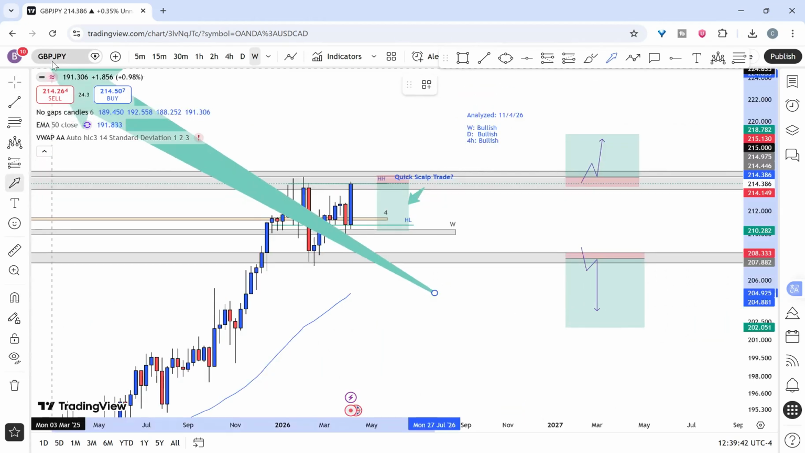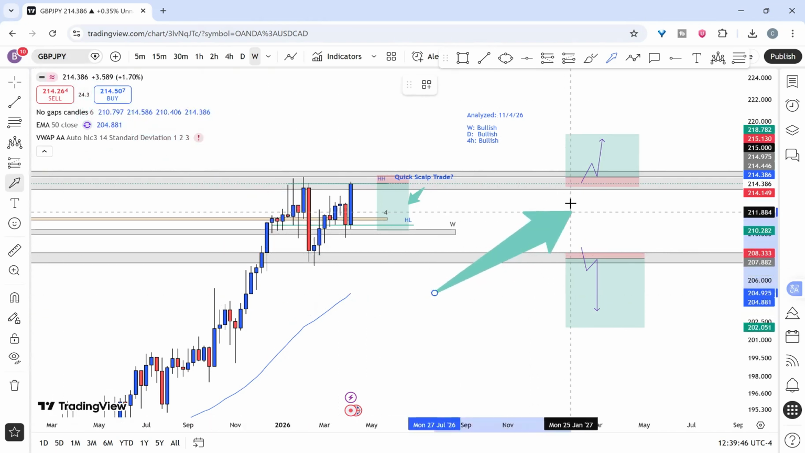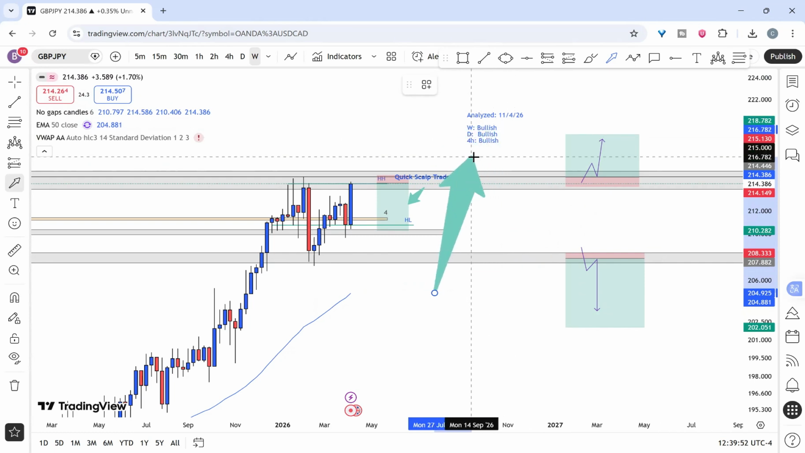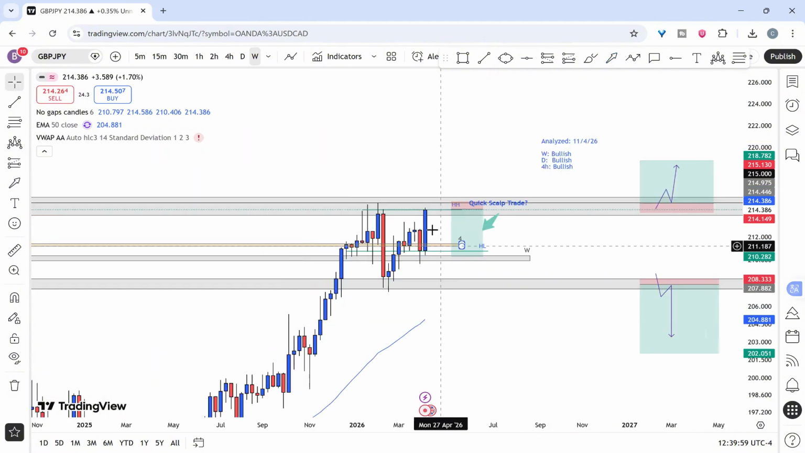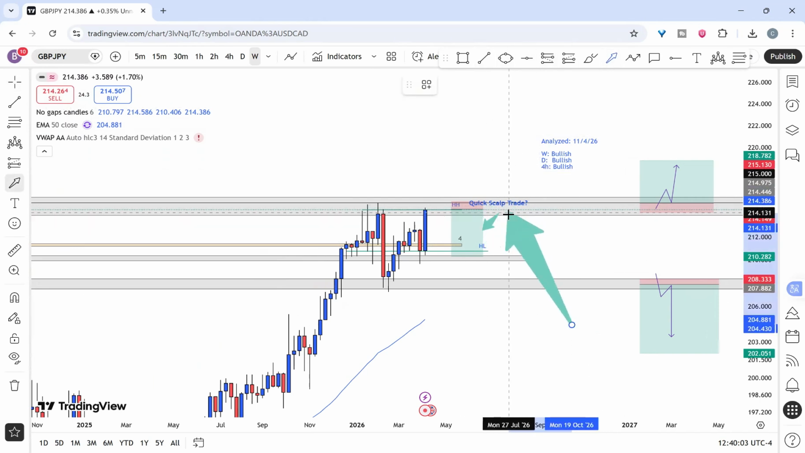All right, so now we're on GBPJPY, and we also have three options to trade. First things first, the market trend is clearly bullish. Okay, so weekly is bullish, daily is bullish, and the 4 hour is bullish as well. And I already took a note that there might be a quick scalp trade, okay, to the downside.